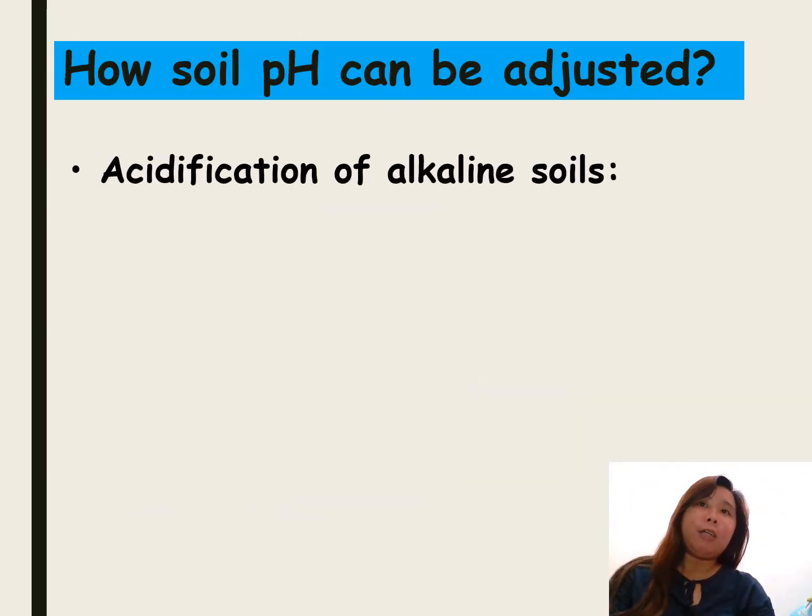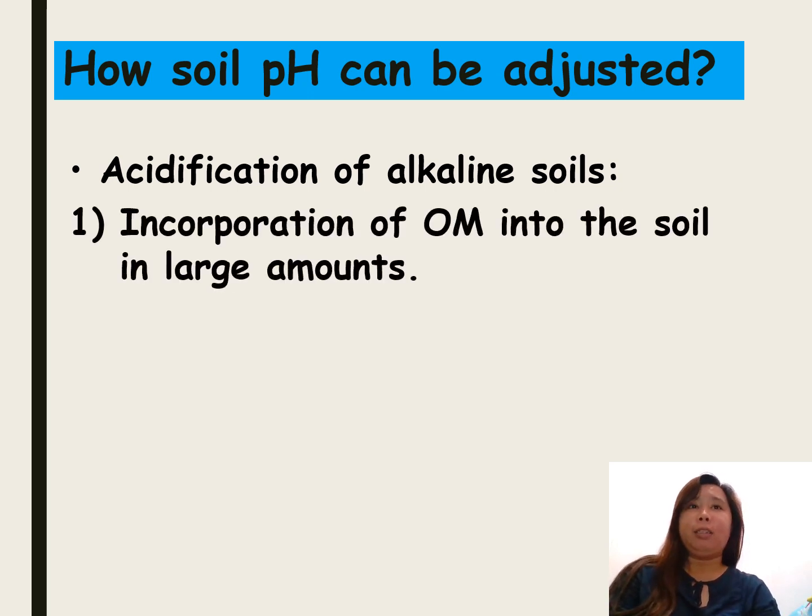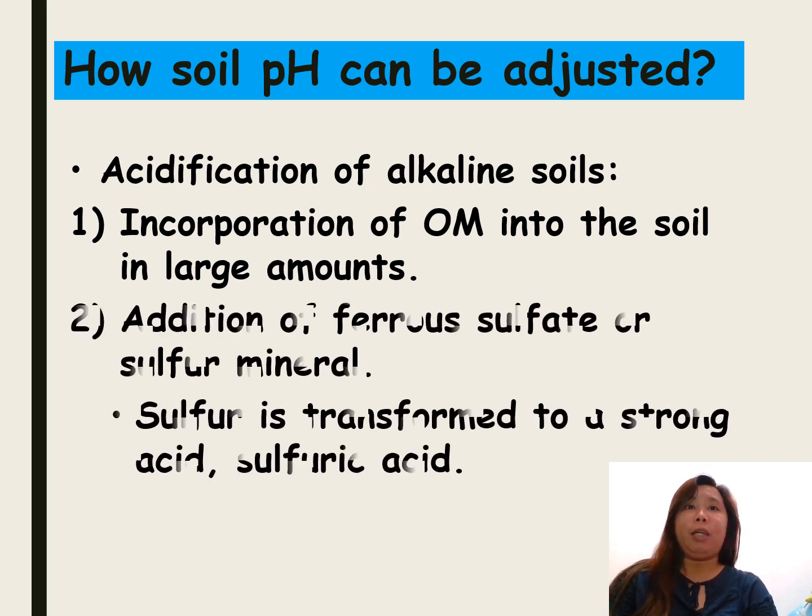Now, how can you acidify alkaline soils? Number one, you can incorporate organic matter in the soil in large amounts because, if you can remember, organic matter decomposition can acidify the soil. Therefore, you are decreasing the soil pH. Number two, addition of ferrous sulfate or sulfur mineral. Sulfur is transformed to a strong acid, in this case, sulfuric acid.